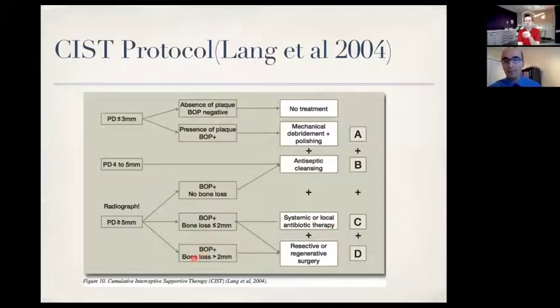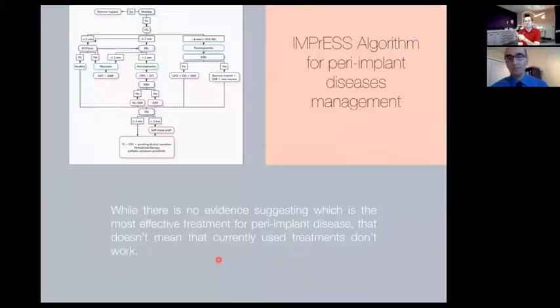But when you have bone loss greater than 2 millimeters, then you need to proceed with flap surgery. So if you see your bone level has changed 2 millimeters or more from your baseline radiograph, this means that you are actually experiencing peri-implantitis. And this is the case that needs treatment with periodontal flap surgery.